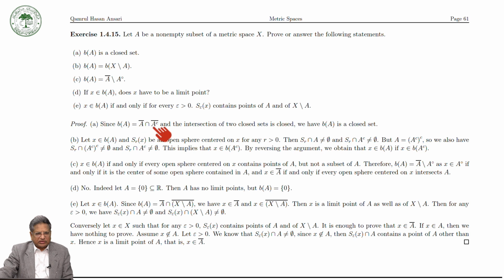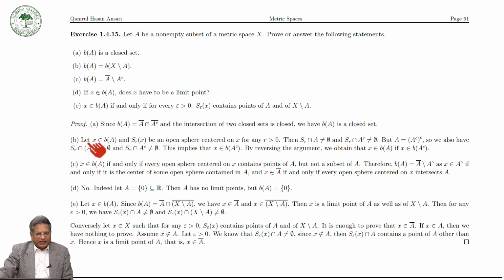So this set is closed, this set is closed. So the boundary of A is closed, and so this is proved. The second statement is that the boundary of A is the same as the boundary of the complement of A. Let us take first, suppose X is a boundary point of A.